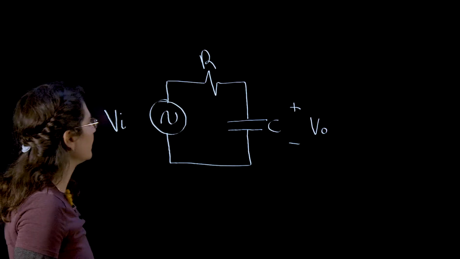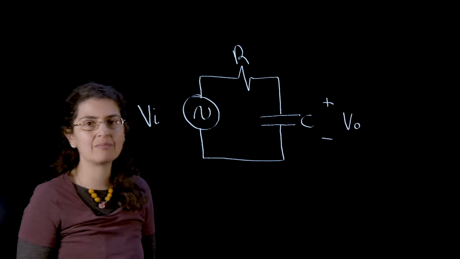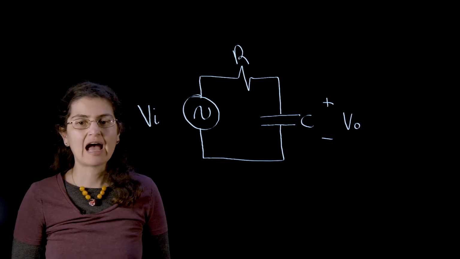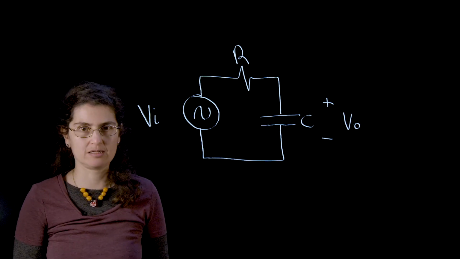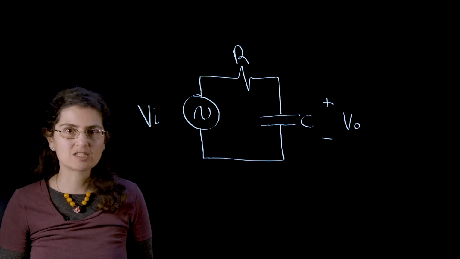Hi, in this video we're going to be talking about the concept of impedance. And that is because we have here in our RC circuit a capacitor, which is an element that stores energy. All elements that store energy have a property called impedance. Now, impedance is nothing else but a complex resistance.